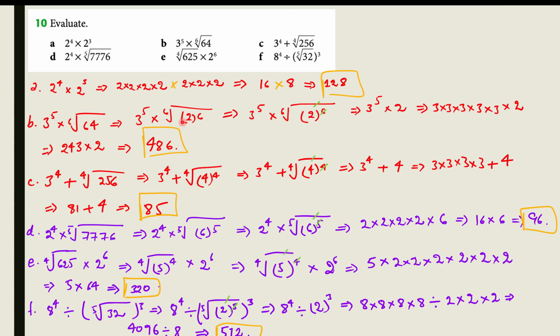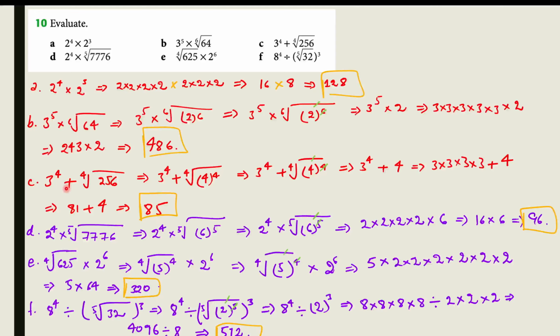So once 64 is written as 2 raised to the power of 6, the 6 gets cancelled with the root of power 6, and we are left with 2 only. Once we get rid of the root, we have 3 raised to the power 5 multiplied by 2. 3 raised to the power 5 means 3 multiplied by 3 multiplied by 3 multiplied by 3 multiplied by 3, which is equal to 243. So 243 multiplied by 2 is equal to 486. So 486 is our final answer for this part of the question.